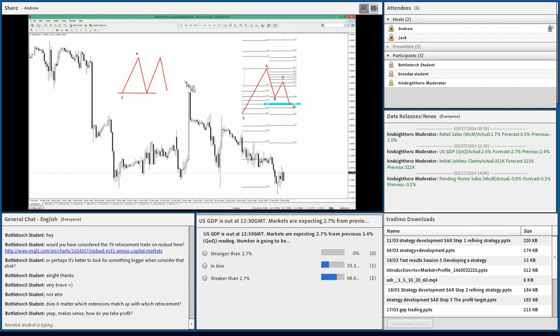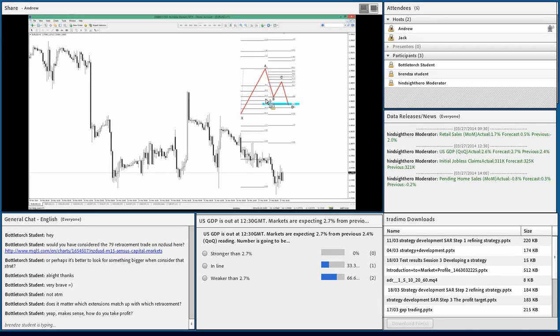So he's obviously got his specific rules. I've got mine, and for me, if I'm looking at a pattern in the market and price breaks past the 618, then I'm not looking at a Gartley.